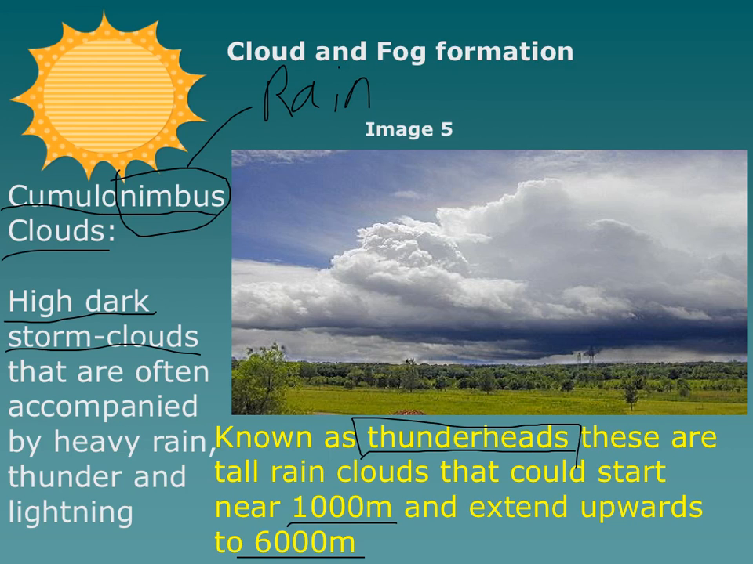These things are huge. They're accompanied by heavy rain, thunder, and lightning. Alright, so they're really big and tall. Rainy, big, and tall. They are storm clouds. They are the clouds tornadoes come from as well. These are kind of dangerous.